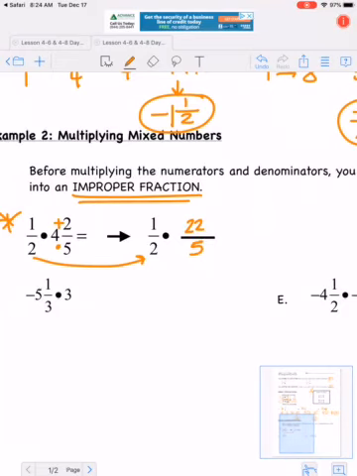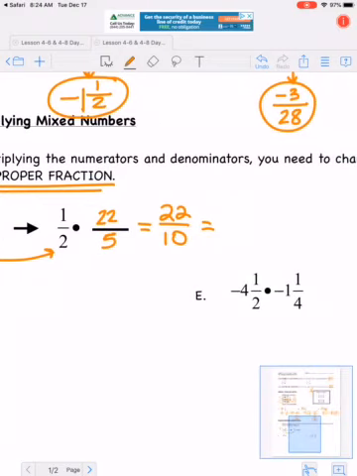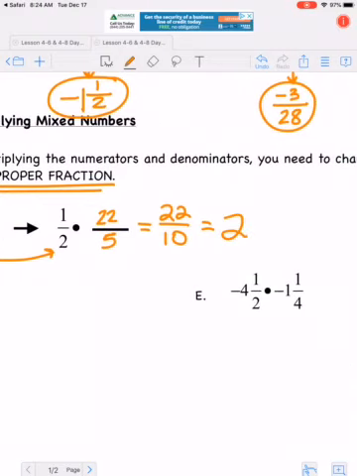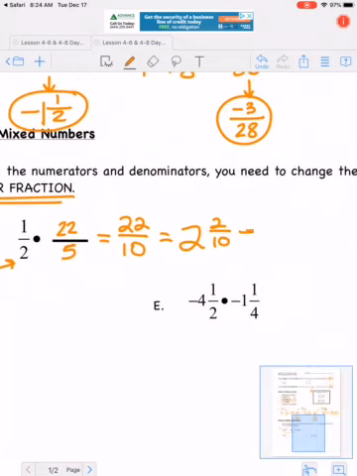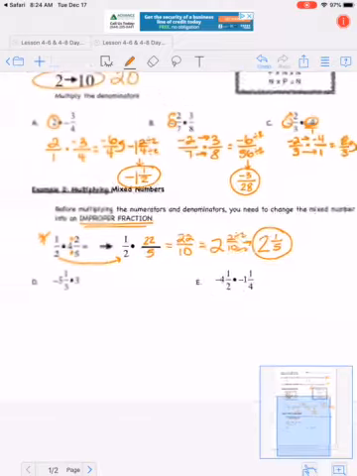From here, multiply straight across, so you get 22 all over 10. From here, 10 goes into 22 2 times, and there's 2 out of 10 left over, but this is not the final answer. You're going to get 2 and then 1/5 as your final answer.